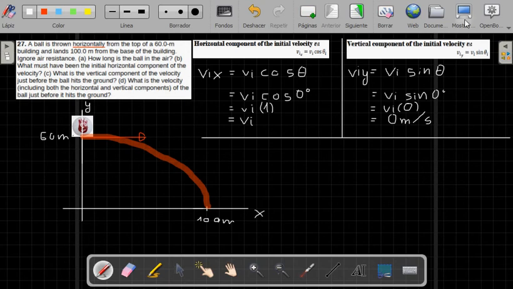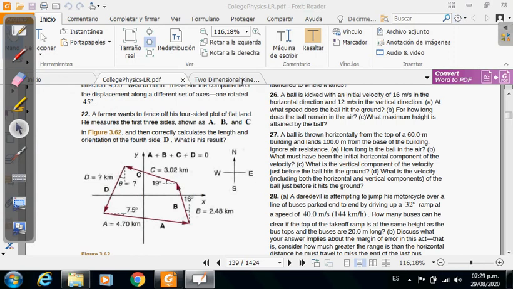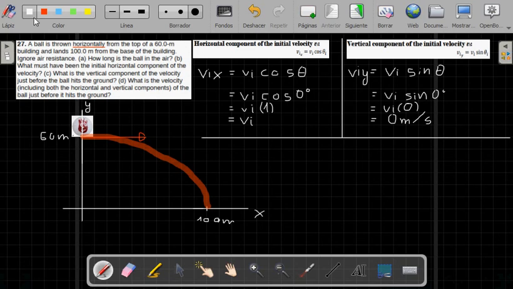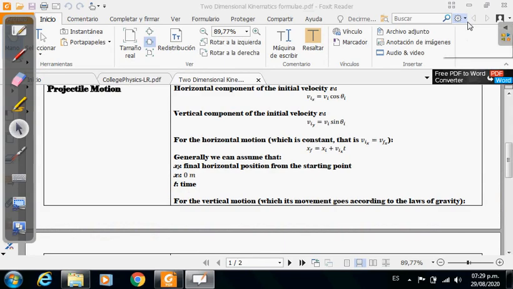Entonces, vamos a nuestra hoja de fórmulas. Here we have it, but first of all, let me change the color here, and let's ask every formula if it's going to be useful or not.